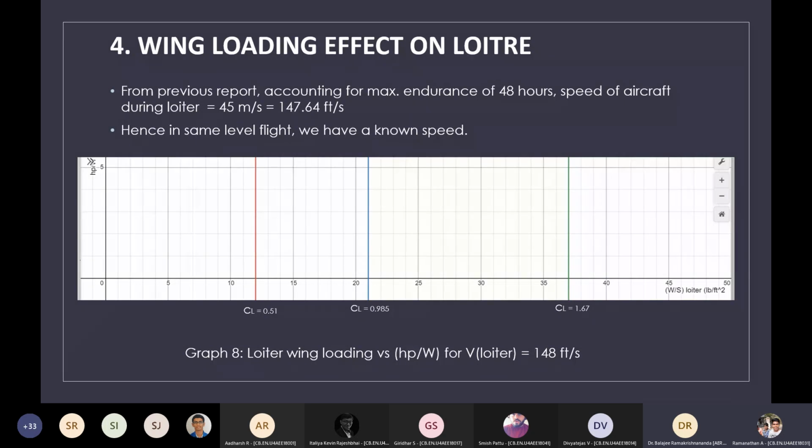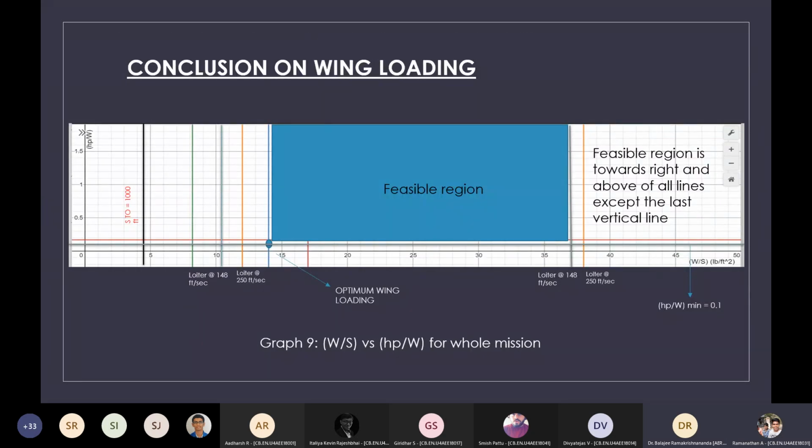Sir, for calculating weight estimation, we use this V loiter. Should we go back there also, sir? No need. Don't go back right now. Just correct here and make sure your wing area is something which you can manage with, live with later.